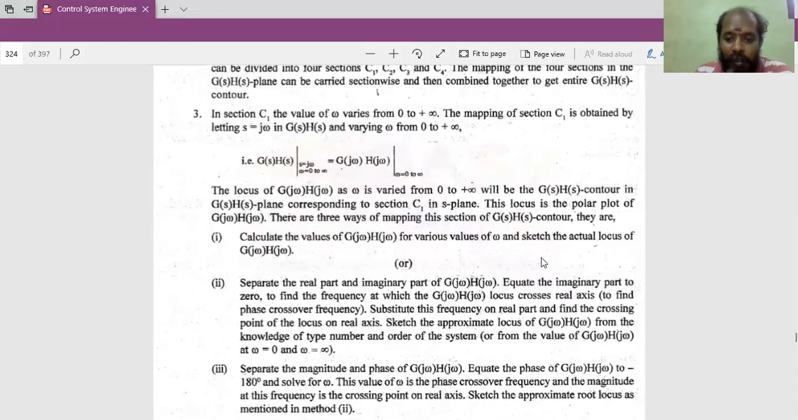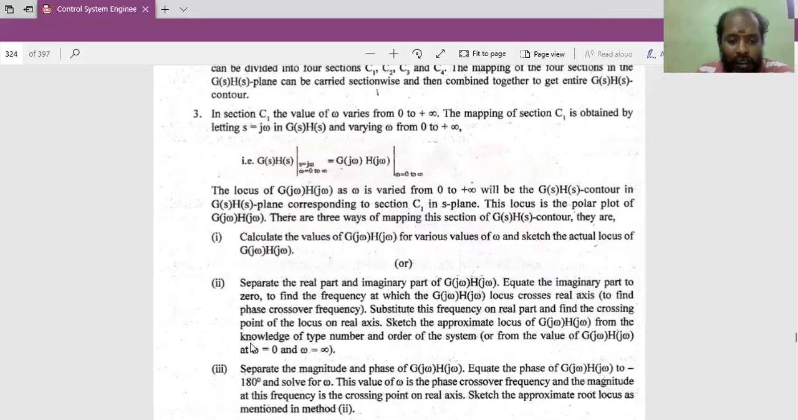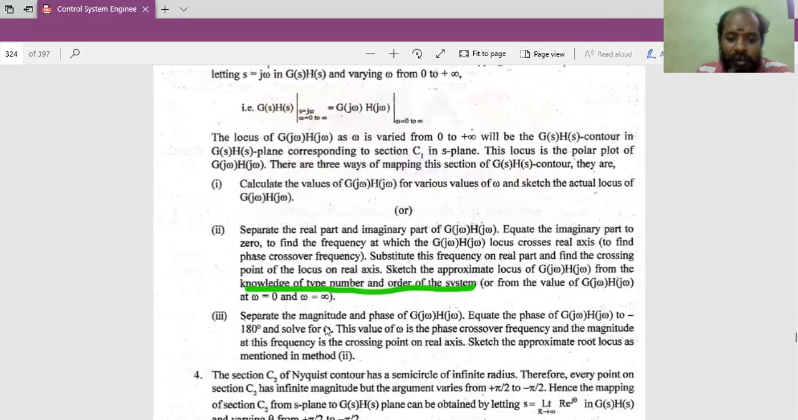You can go for a polar plot. This is the first one. You can go for a polar plot, or you can draw a rough plot based on the knowledge of type, number and order of the system. We can draw roughly the mapped points. Okay, so that is the second way. Mostly we will do this one. Sometimes we are supposed to follow this one.